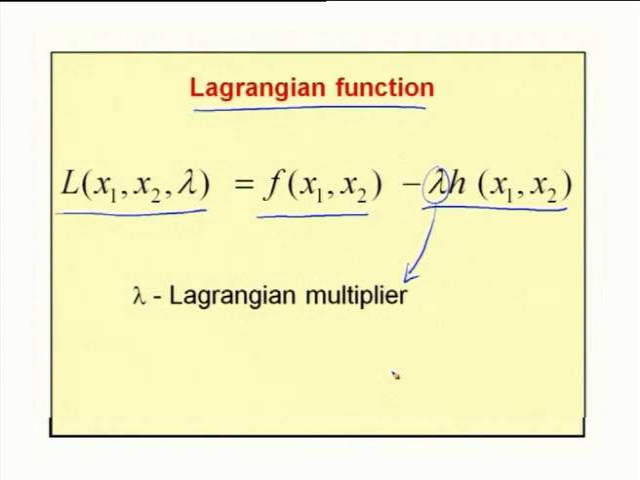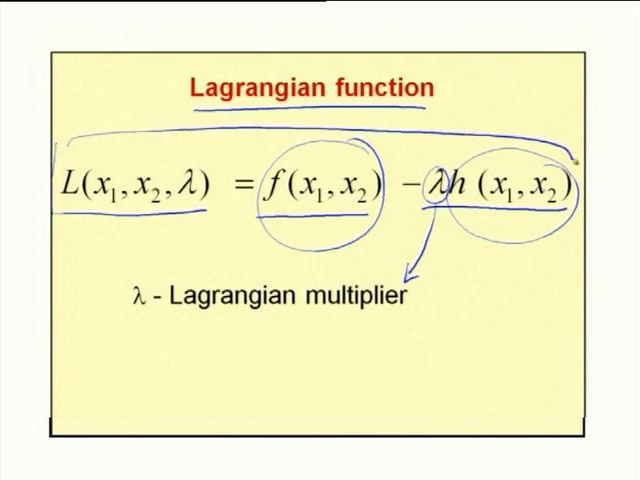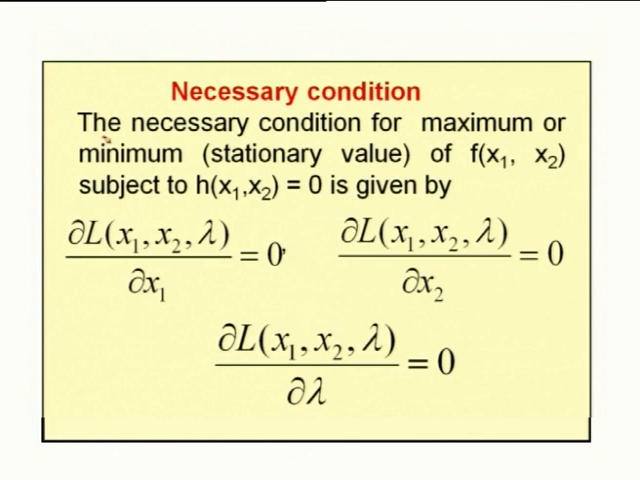So, from the objective function f and the function h of x1, x2, in order to obtain the necessary condition, we have to construct a Lagrangian function. That Lagrangian function can be written as L of x1, x2, lambda equal to f of x1, x2 minus lambda times h of x1, x2. Now, from this Lagrangian function, we try to obtain the necessary conditions.